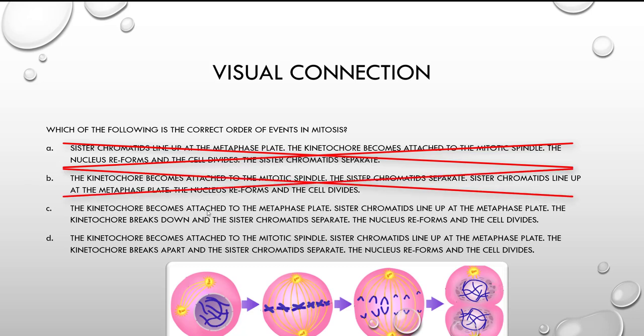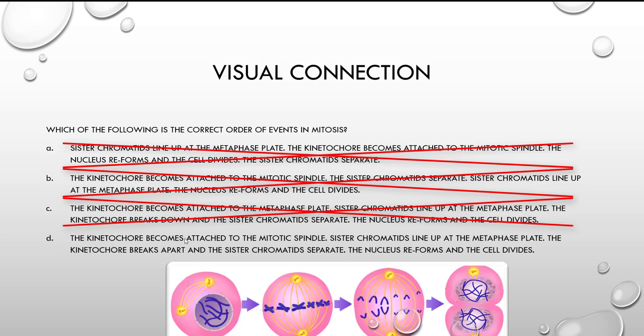How about C? The kinetochore becomes attached to the metaphase plate. The sister chromatids line up at the metaphase plate. The kinetochore breaks down and the sister chromatids separate. The nucleus reforms and the cell divides. That doesn't really make sense. Why would the kinetochore become attached to a metaphase plate? The metaphase plate is just the equator of the cell. So I'm guessing it's D, but let's just make sure.